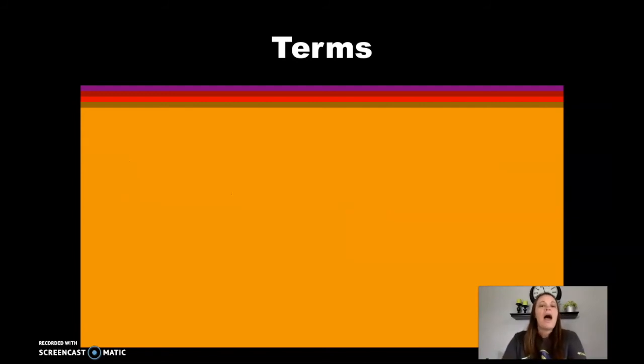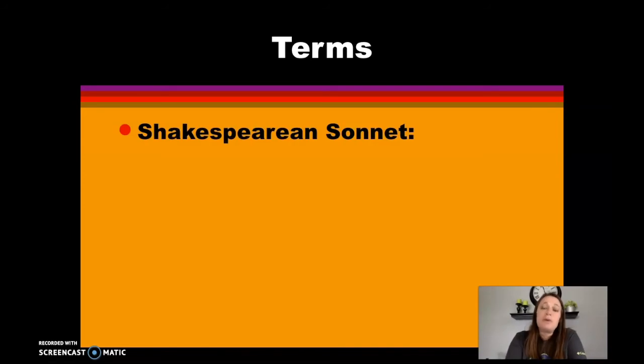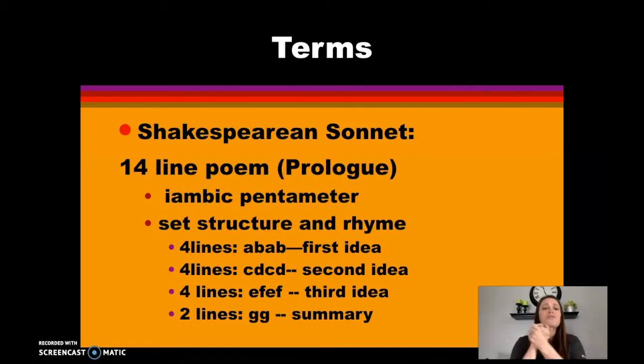Okay. Next one is a Shakespearean sonnet. You probably have heard of a sonnet before. You guys know it's a type of poem. Here are some more specific details that make a sonnet Shakespearean. First of all, it is 14 lines, and the prologue of Romeo and Juliet is written in a Shakespearean sonnet format. So there are 14 lines to start the play. It is written in iambic pentameter, so a Shakespearean sonnet is also written in iambic pentameter. There is also a set structure and a set rhyme.